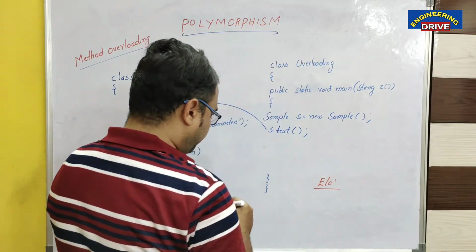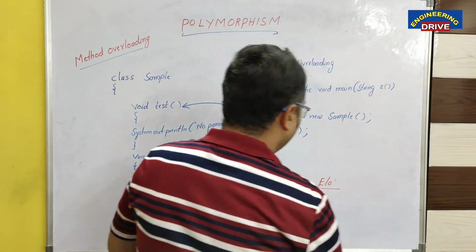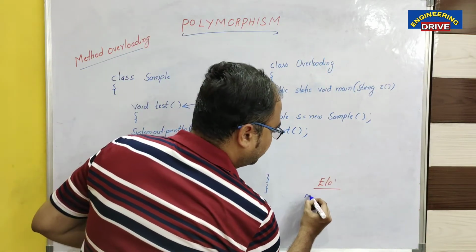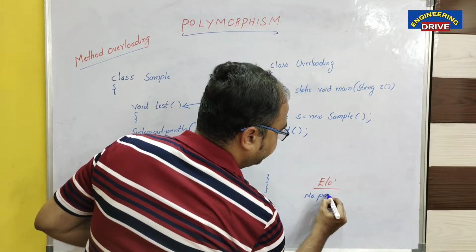So in the expected output, what is the first thing I will get? I will get the output: no parameters.